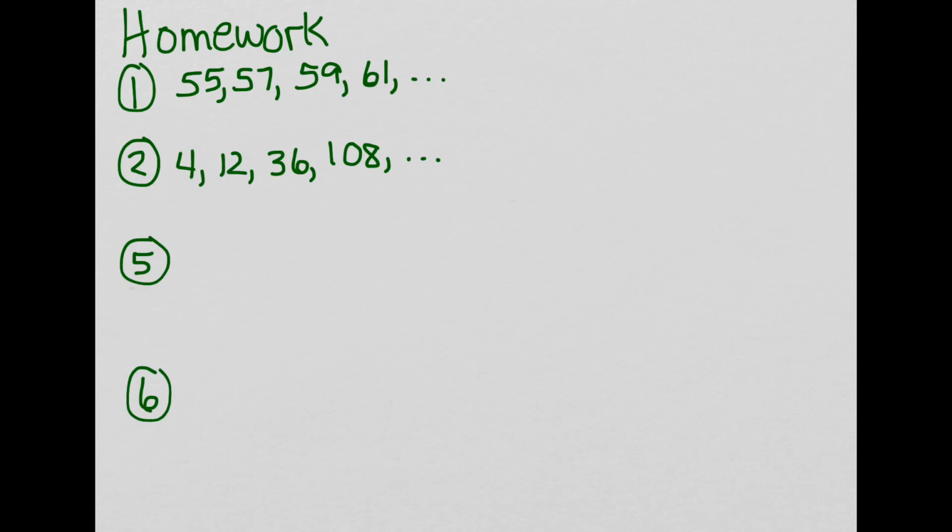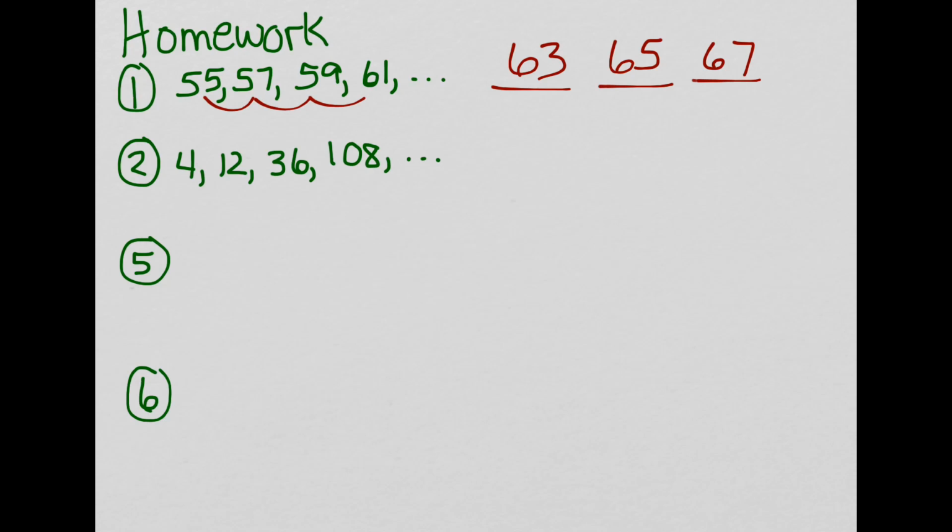Okay, here's your homework. So number 1 gives you a sequence, and you're supposed to figure out the next 3 terms in the sequence. 1, 2, 3. Let's find out the pattern. Looks like we are adding 2 every time. We're getting 2 bigger. So 61 plus 2 is 63, and then 65 and 67. Okay, that was easy enough.